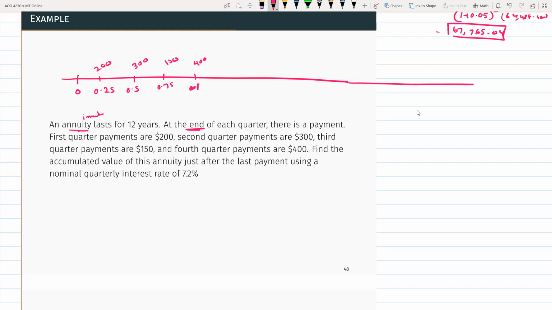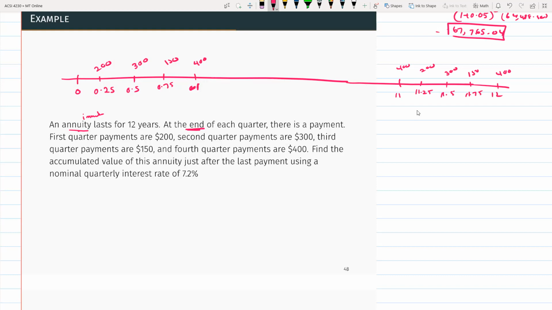So the last year would be what? It's 12 years, so it's 11, it would be 400. At 11.25, it would be 200. At 11.5, it would be 300. At 11.75, it would be 150. And at 12, it would be 400.